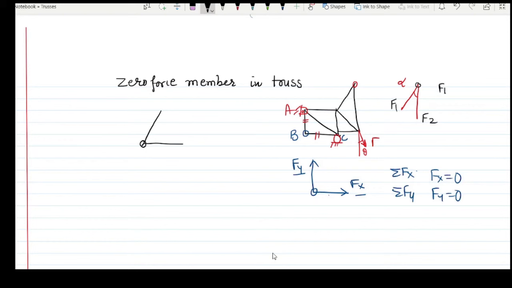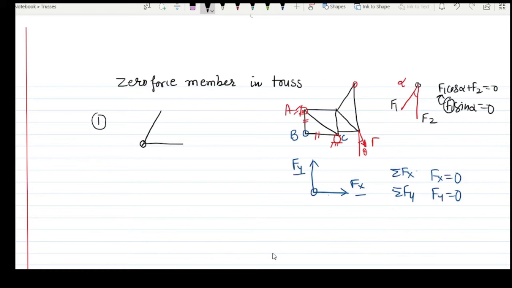So you will say F1 cos alpha plus F2 will be 0. This is actually showing the vertical force balance. But when you write the horizontal force balance, you will say F1 sin alpha is equal to 0. Since alpha is not 0, then definitely F1 will be 0, and if F1 is 0, your F2 will again be 0. So in any condition, if you are having a joint where there are only two members, both the members will be 0. So this is one situation but rarely observed in the questions.